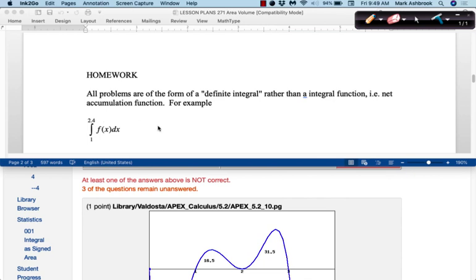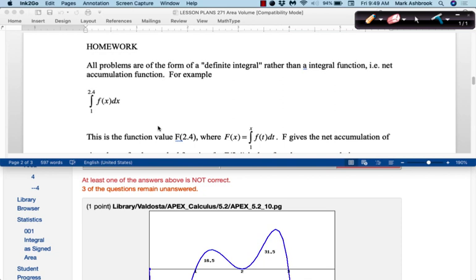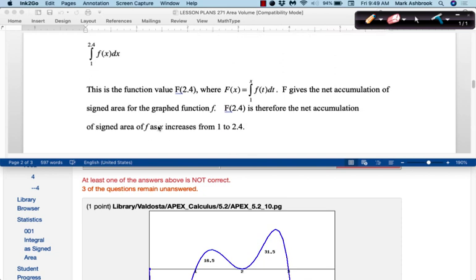All right, so I want you to do it in your own words. You're not just rewriting this. So here's an example. This is the function value capital F of 2.4, where capital F of x is the integral from 1 to x of f of t dt. Capital F is the net accumulation of signed area for the graphed function little f. Capital F of 2.4 is therefore the net accumulation of signed area of f as x increases from 1 to 2.4. So that's an A++ explanation. It's breaking that thing down as one particular value of an accumulation function, explaining how that works.